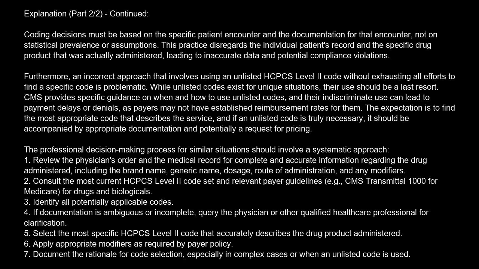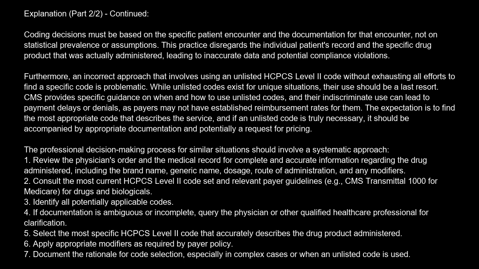Furthermore, an incorrect approach that involves using an unlisted HCPCS Level II code without exhausting all efforts to find a specific code is problematic. While unlisted codes exist for unique situations, their use should be a last resort. CMS provides specific guidance on when and how to use unlisted codes, and their indiscriminate use can lead to payment delays or denials, as payers may not have established reimbursement rates for them. The expectation is to find the most appropriate code that describes the service, and if an unlisted code is truly necessary, it should be accompanied by appropriate documentation and potentially a request for pricing.